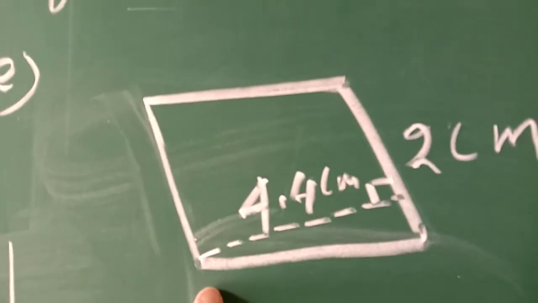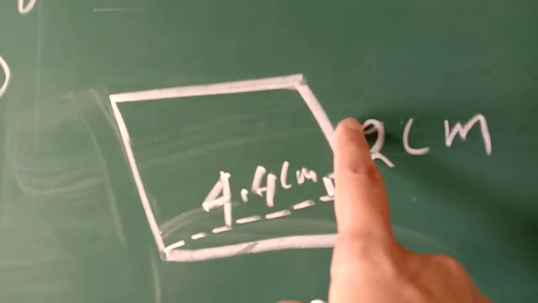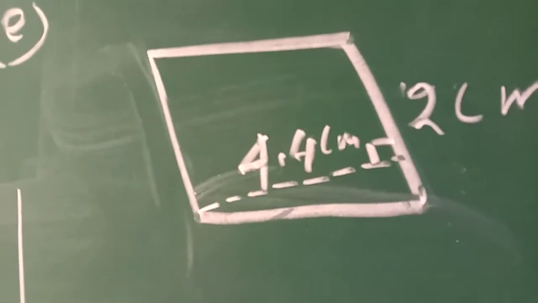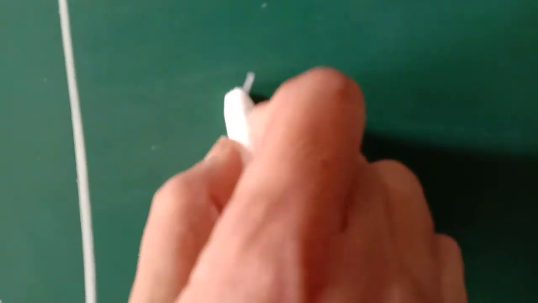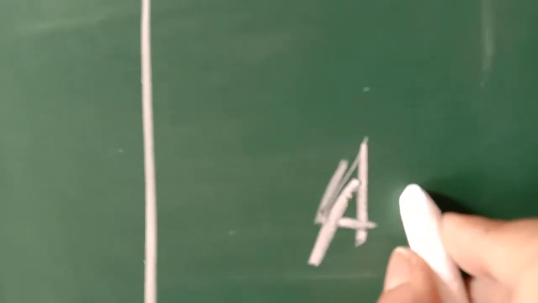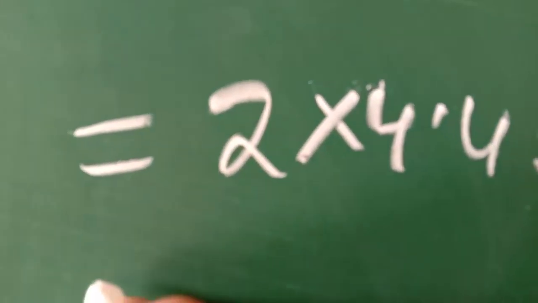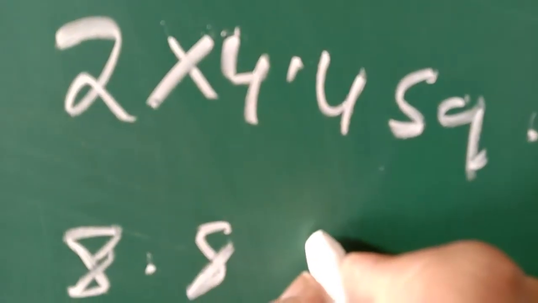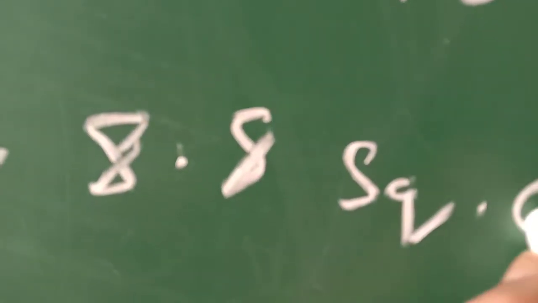Next one is the same only, but see the drawing. Here the perpendicular is drawn on this base. The base is 2 centimeter. On this base, height 4.4 is drawn. So you have to find the area of this parallelogram. Area of the parallelogram is equal to base into height. Always write the formula first, then put the value. Base 2, height 4.4 square centimeter. The unit is square centimeter, you have to write. So 4.4 into 2 means 8.8 square centimeter.